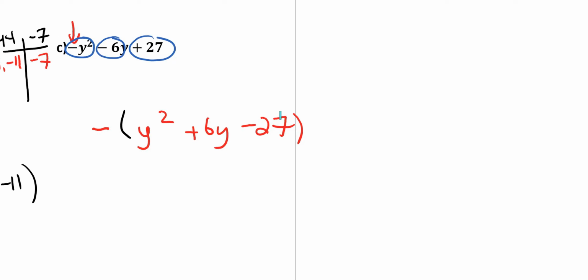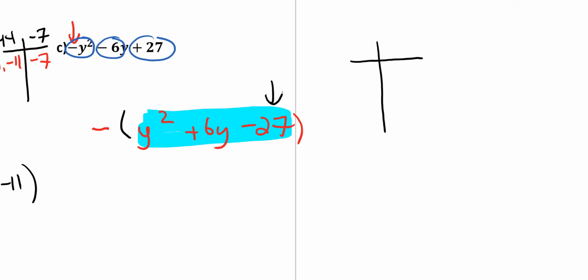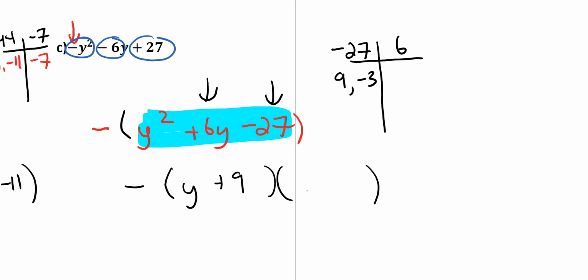And then look at the inside trinomial, and let's go ahead and find two numbers that multiply to -27. Sorry, I need -27 there and a positive 6 for my middle number. So the numbers that I'm thinking are 9 and -3. So 9 times -3 gives me -27, and 9 minus 3 gives me 6. So my final answer would be y plus 9 and y minus 3. That's my final answer there.